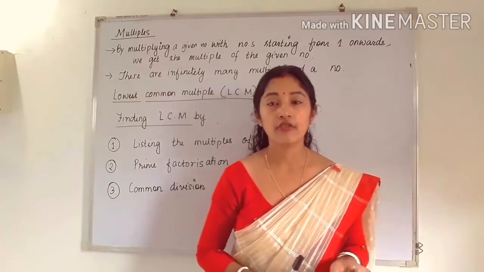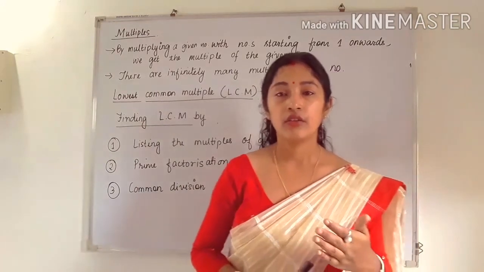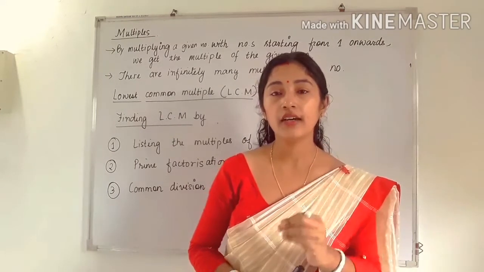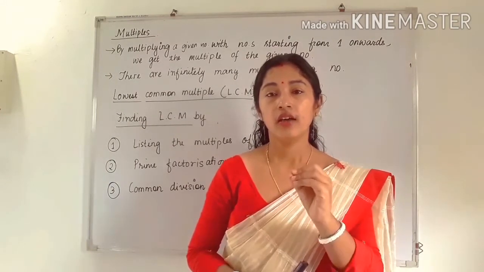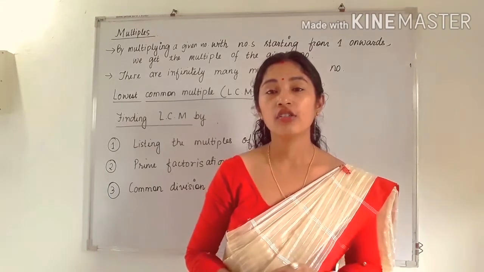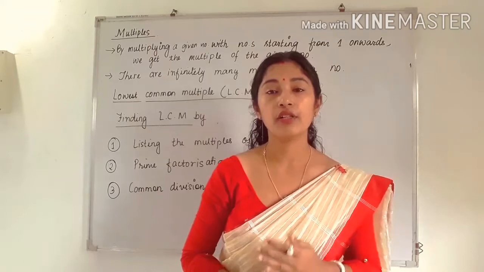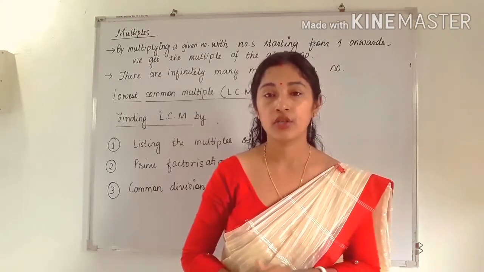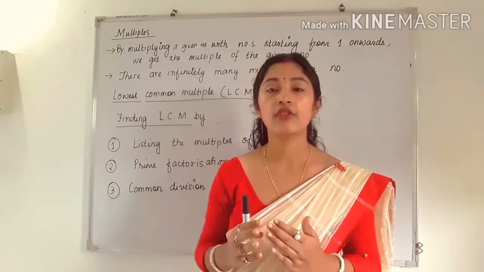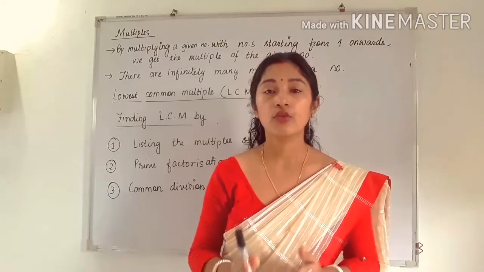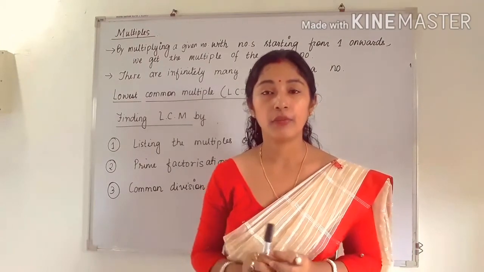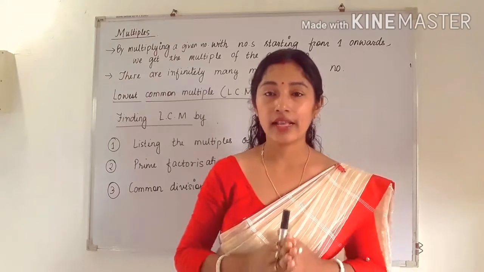Like in HCF, what we did was first find the common factors between the numbers. So here also you have to find the common multiples of the two given numbers. First we find the common multiples, then we check the lowest one. Which one is the lowest among the common multiples? This is called LCM.